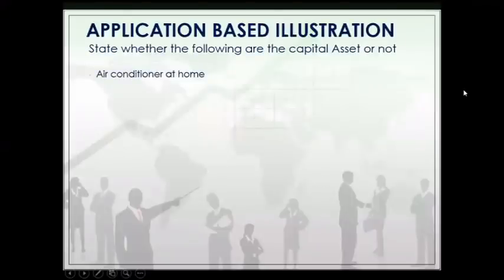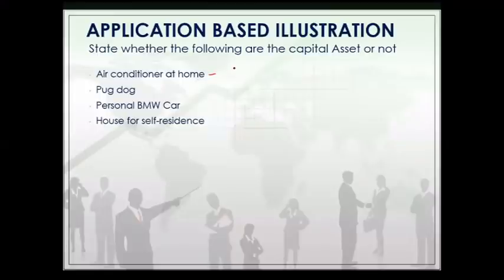So let's have some more transactions. Next item, dog. Any dog, street dog, whichever breed you like, your own dog at home. Is it a capital asset or is it not a capital asset? Third, BMW car. You have a BMW car at your home. Is this a capital asset? So both the pug dog and the BMW car are not capital assets, because all these are personal belongings.